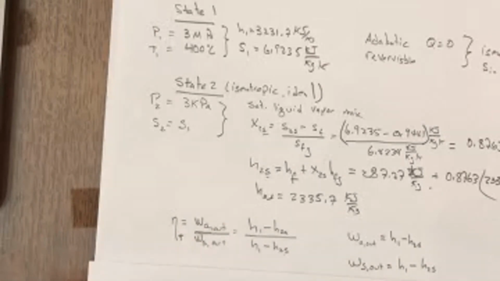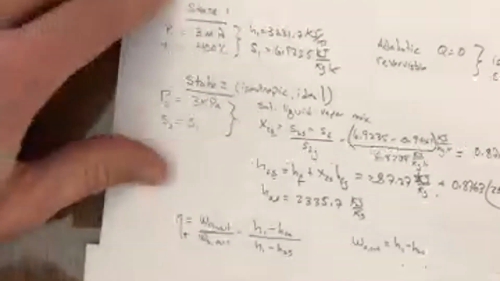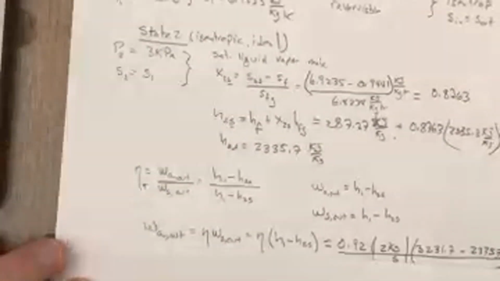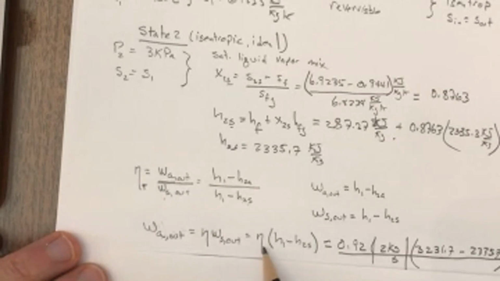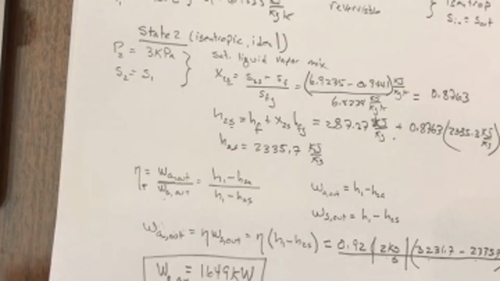Obviously, there's several equations here that I've written, and so I can use them in various ways to solve various problems. In this case, I can solve for the actual work out by rearranging this to be the eta times the isentropic work, if I just multiply both sides by this isentropic work out or ideal work out. So I know everything now with regard to the states, so I can just write this is the 92% efficient times the mass flux that was given times the change in enthalpy, and get 1649 kilowatts.